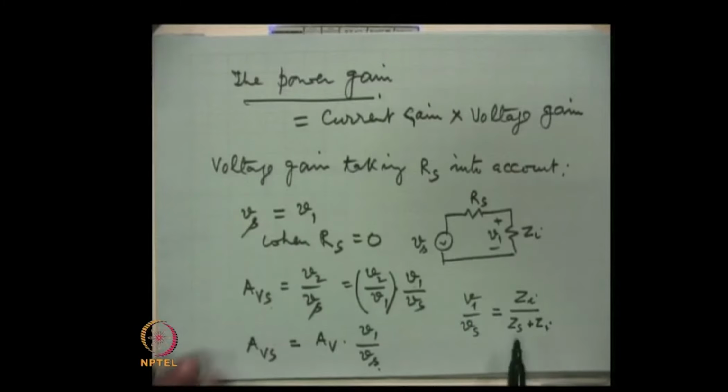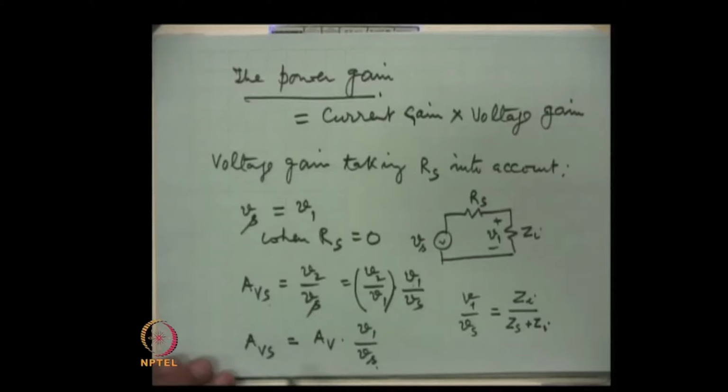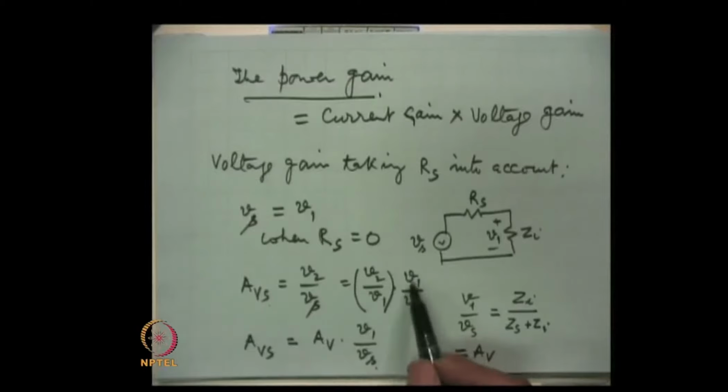So, therefore, if we want that this AVS should be as close to AV, then this factor should be unity. That means we should use a source with Zs neglected here. Then this term will be 1, and we will have simply AVS equal to AV. So, this is the actual inclusion of the source resistance Rs.